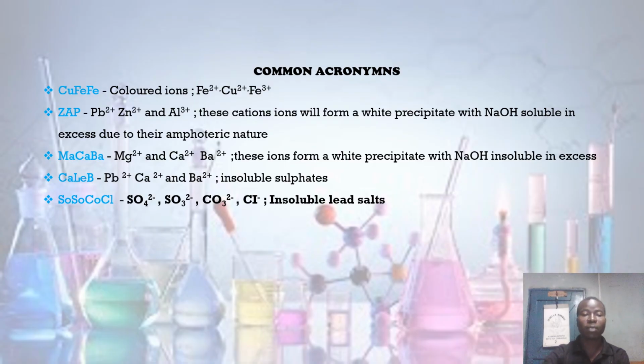This one is going to be very important in the areas where the learner will be adding lead nitrate. If he or she sees a white precipitate, then it means either the sulfate ions, the sulfide ions, the carbonate ions, or the chloride ions are present. And then lastly, we have layer, that is for the insoluble chlorides.